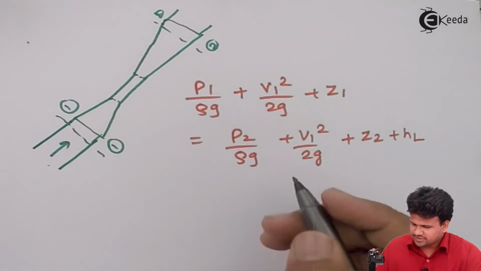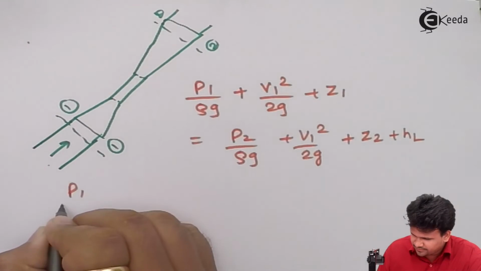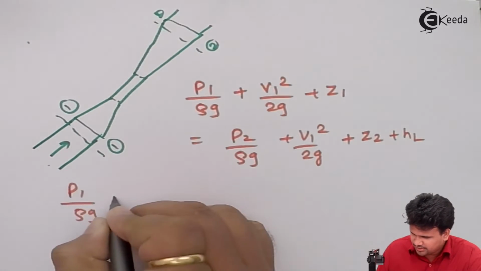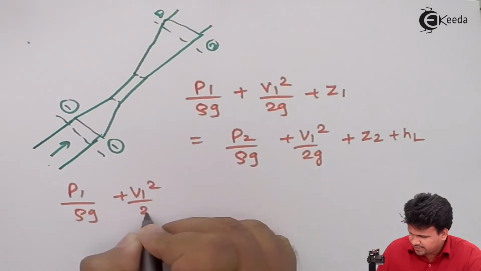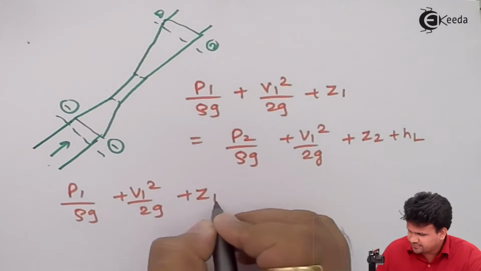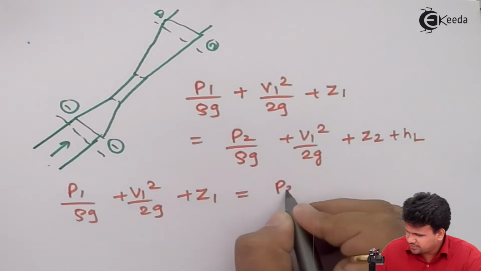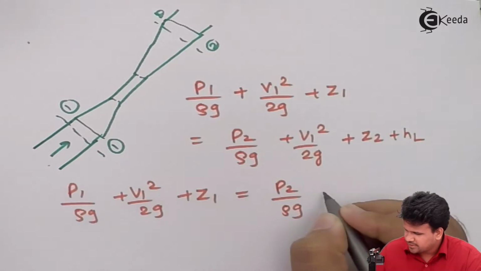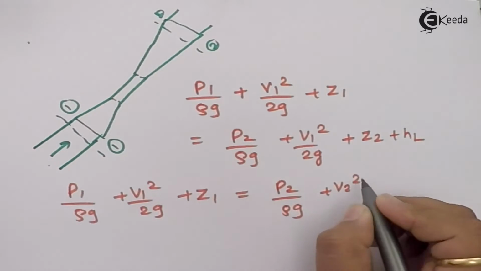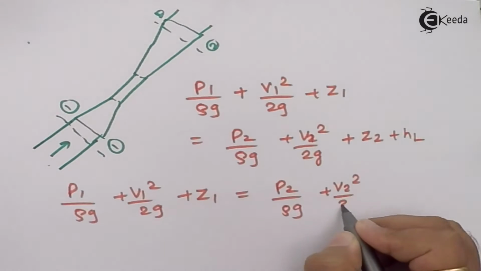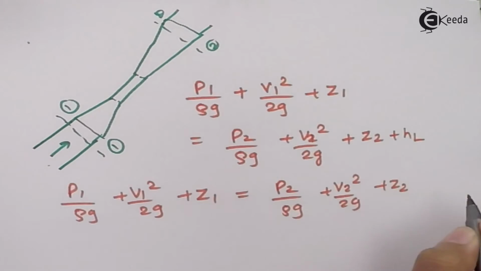This can be written as P1 upon rho g plus V1 square by 2g plus Z1 is equal to P2 by rho g plus V2 square by 2g plus Z2 plus 0.2 times V1 square by 2g.